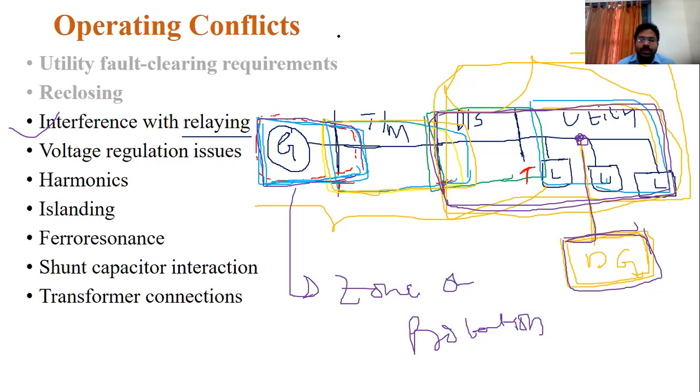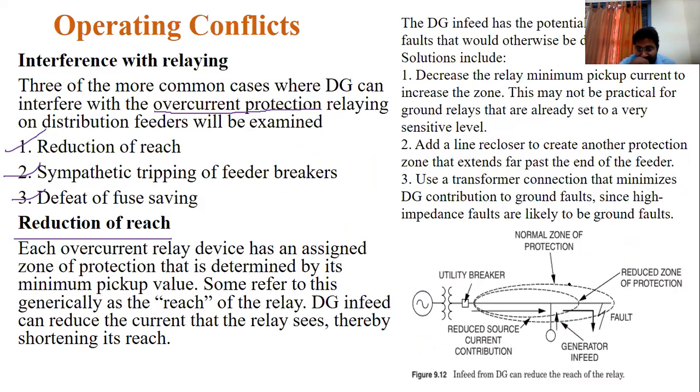So we can regard these as zones of protection schemes: generator protection scheme, transmission, distribution. So this is the generator zone, this is the transmission zone, this is the distribution zone. Now we are concentrating on this distribution side protective scheme. Now see this diagram carefully.